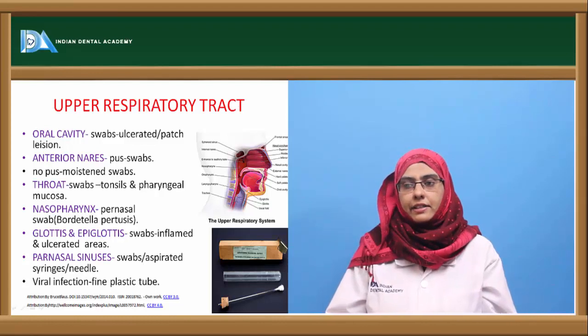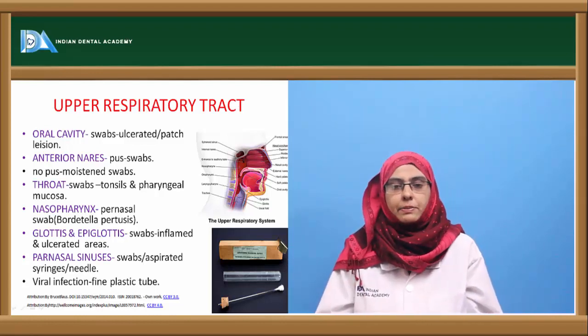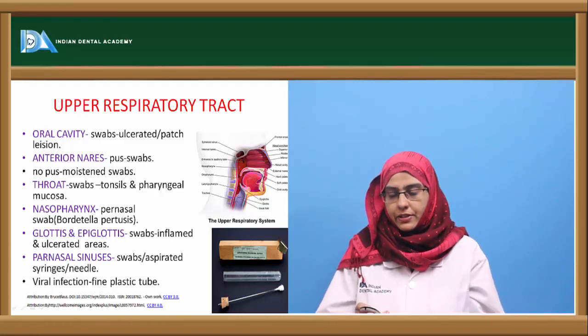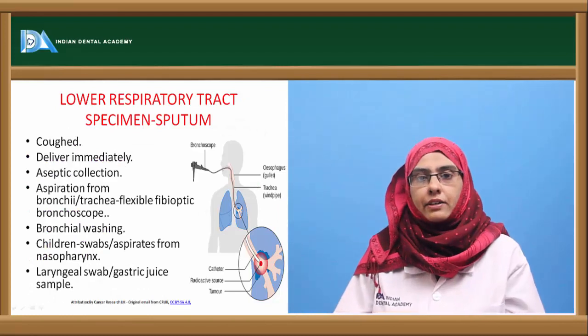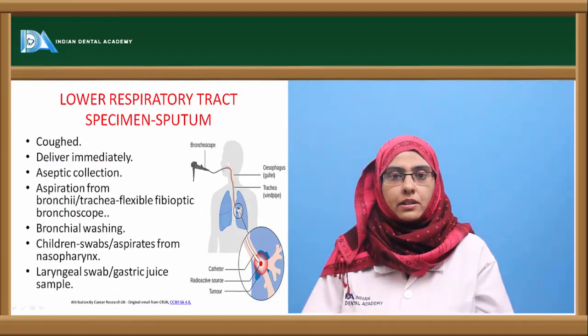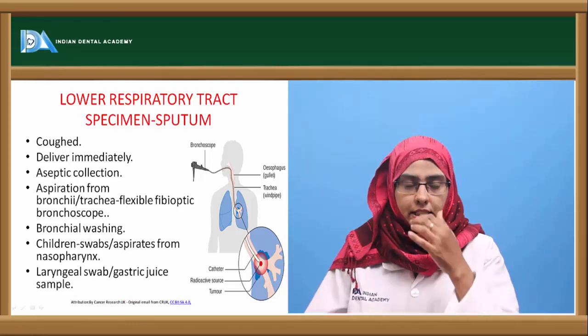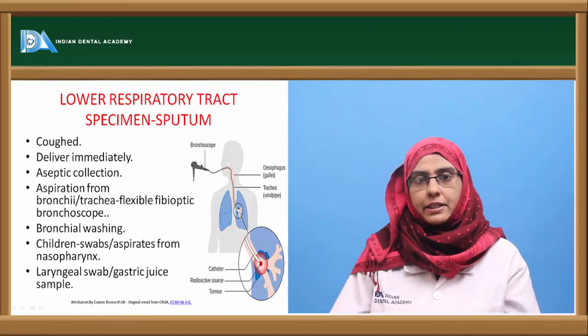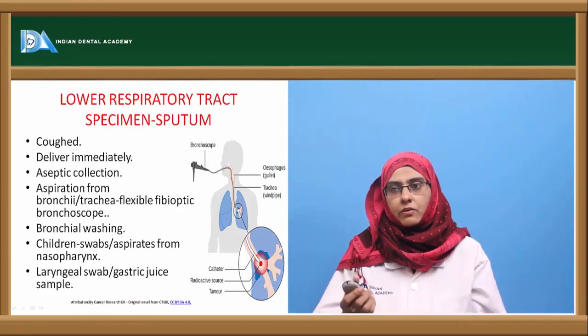And with the viral infection, it is a fine plastic tube. So these are the methods that are mostly used to collect the specimen in the upper respiratory tract. Now coming to the lower respiratory tract, mostly involving different types of organisms, the person who suffers from lower respiratory tract infection is usually said to be infected with Mycobacterium tuberculosis. There is suspicion of bronchial infection in the lower respiratory tract.